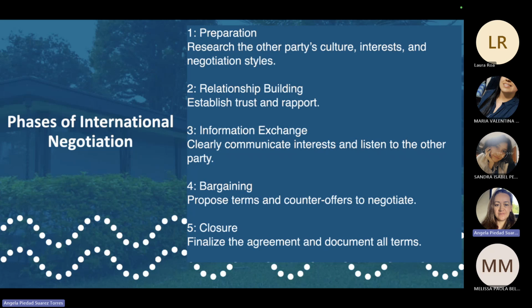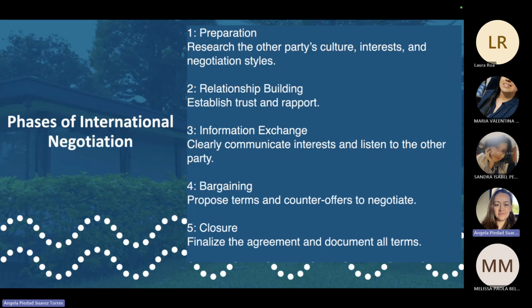Once we get this relationship building, we can, of course, talk about the business, to exchange the information that we have about the business, what are the priorities that the other party has. And now we start to talk about the negotiation, really, how it goes.